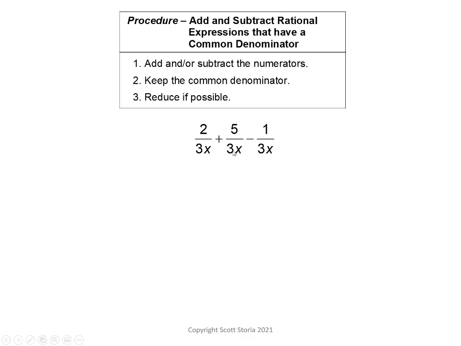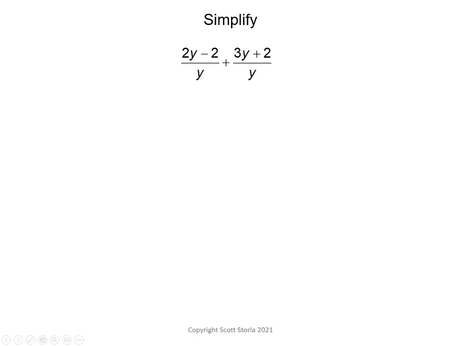They all have a common denominator of 3x. I add the numerators and simplify to get 6. Last, since 6 is 3 times 2, and I'm dividing by 3 times x, the common factor of 3 can reduce, leaving 2 over x. Here's one for you to try. See how you do.